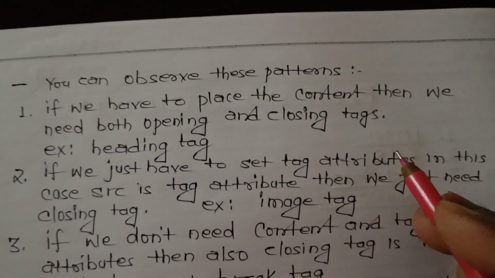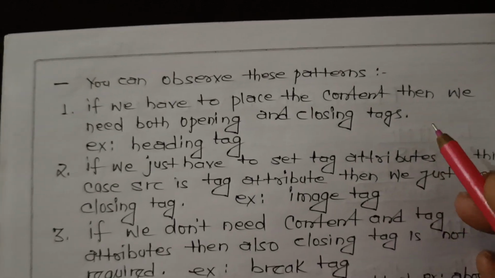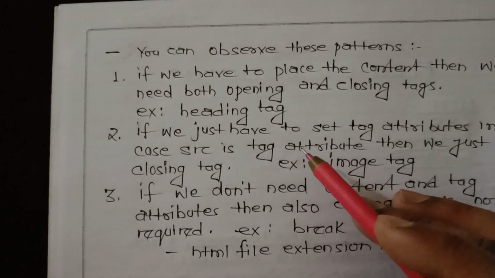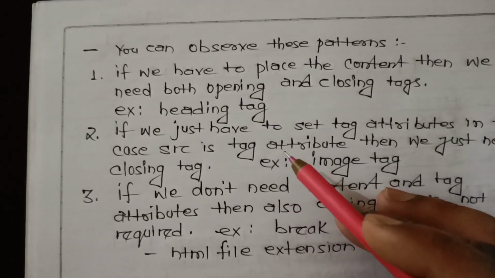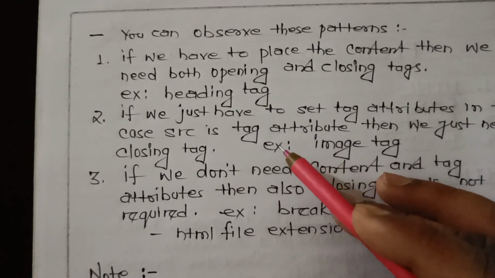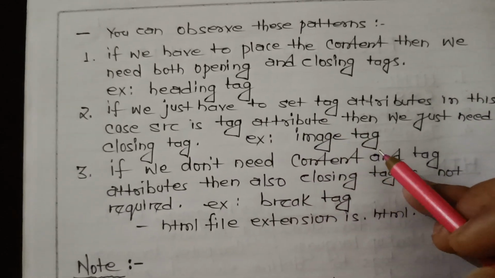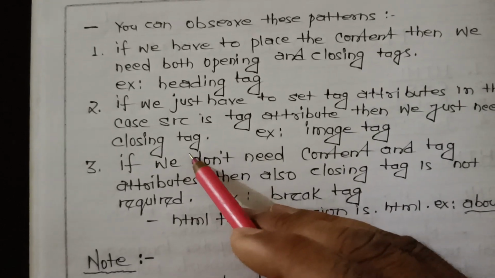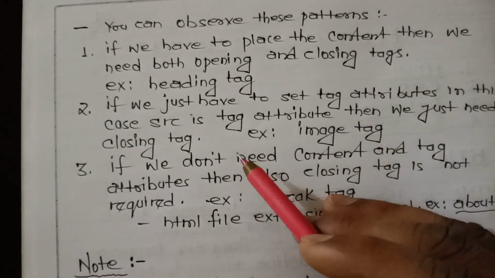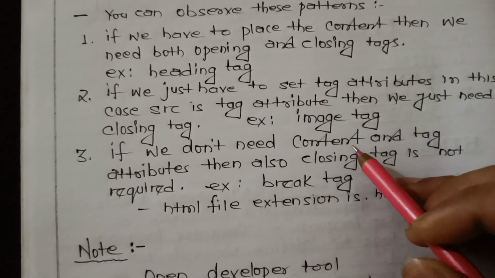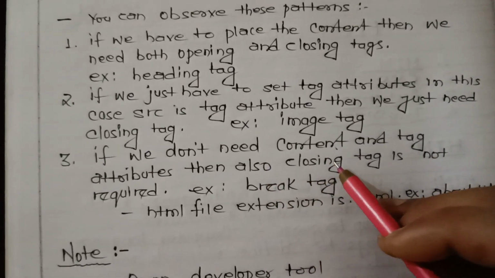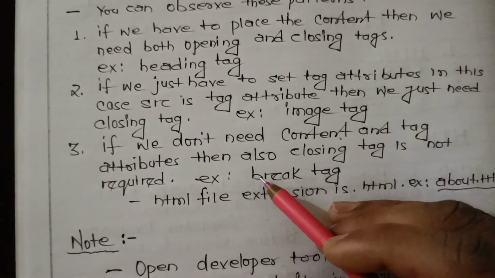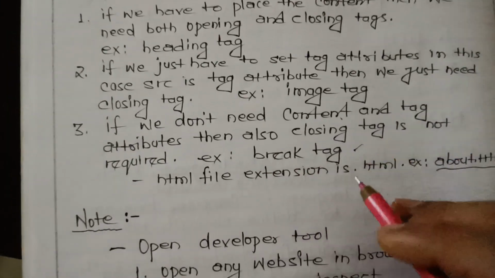You can observe these patterns. If we have to place content, we need both opening and closing tags, for example the heading tag as we saw on the very first page. If we just have to set a tag attribute, in this case src, which represents source, then we just need the opening tag, for example the image tag, right? If we don't need content and tag attributes, then a closing tag is also not required, for example the break tag, right?